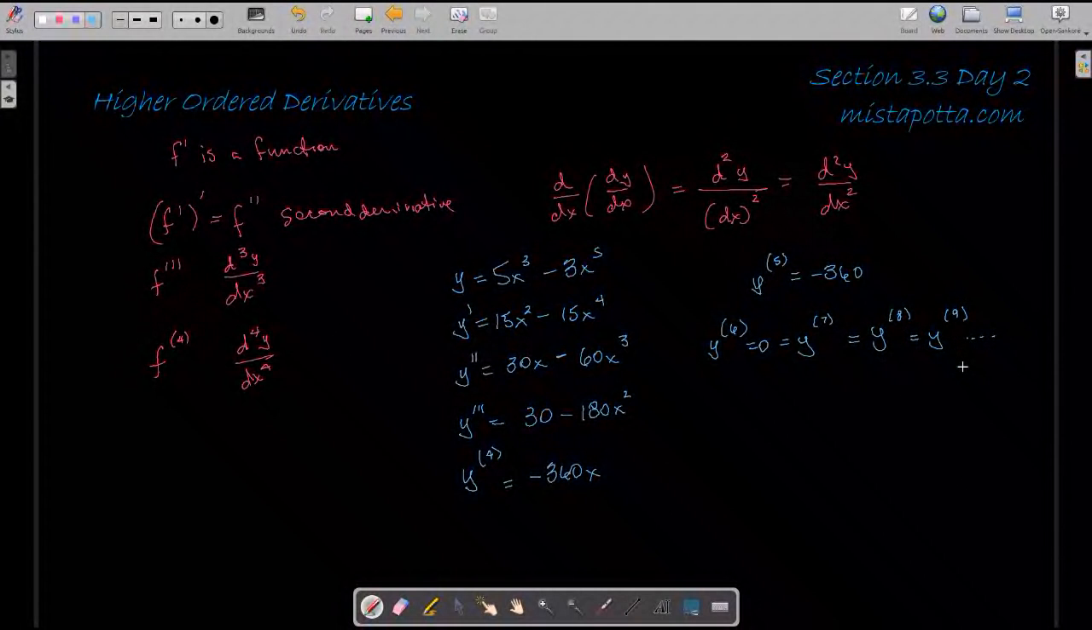So what we've talked about today is how to deal with more complicated functions, products of functions, quotients of functions, and we've also come up with a more generalized form of our power rule.